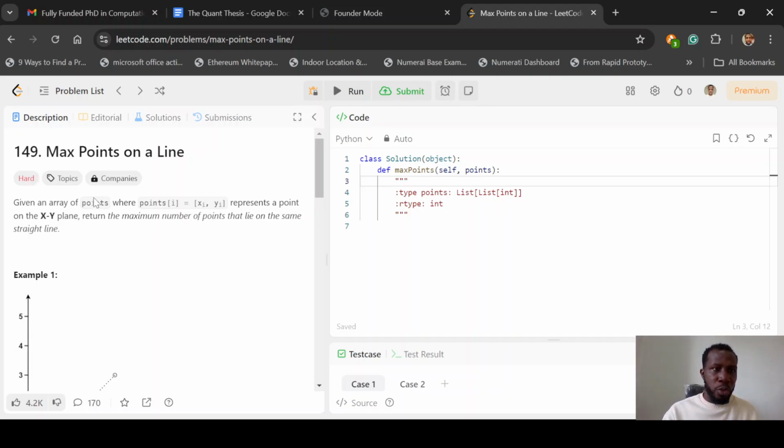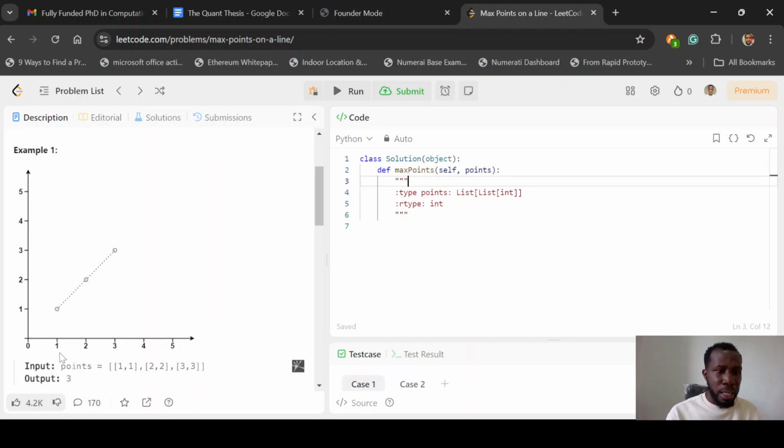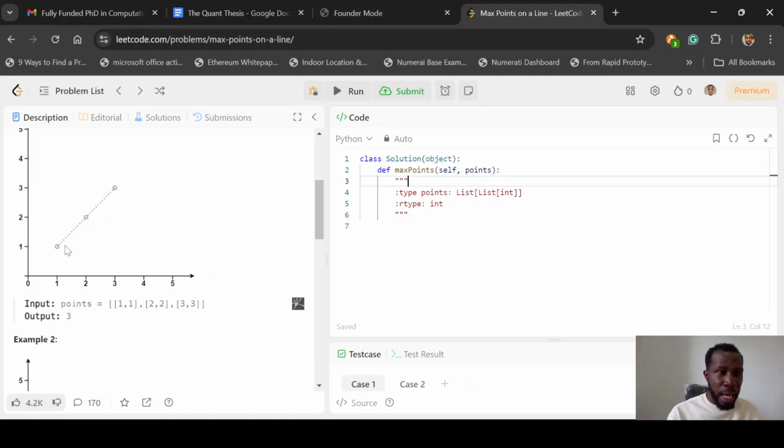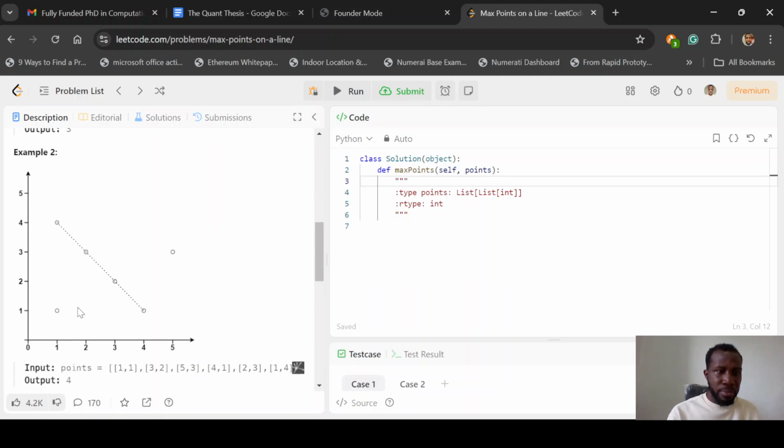So what the question says is: given an array of points where points[i] equals xi and yi, that's the coordinates of the points, representing points on the xy plane, return the maximum number of points that lie on the same straight line. For example, here we have points 1,1, 2,2, and 3,3. You see that the three of them lie on the same line in this Cartesian coordinate. So the maximum number is 3.